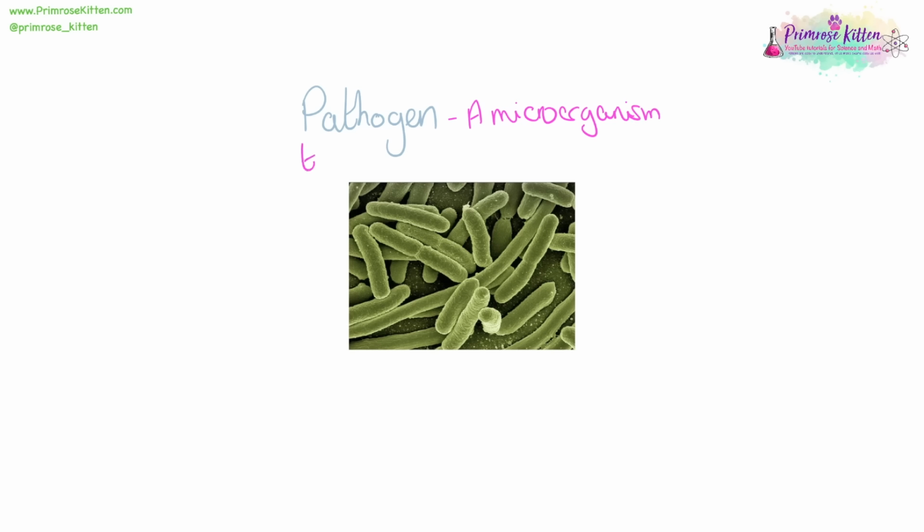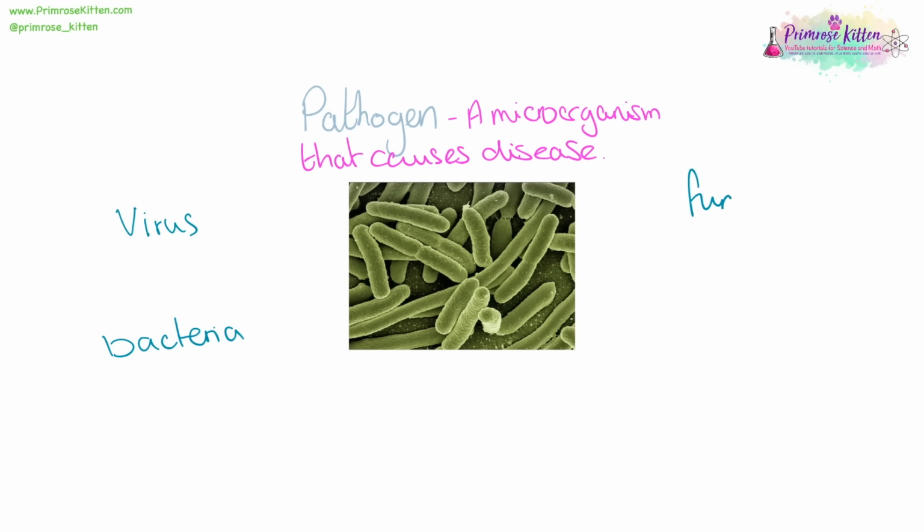A pathogen is a microorganism that causes disease. For example, we can have viruses, bacteria, fungi, or protists. And these can be spread in a number of different ways. They can be spread in the air, for example, by coughing.